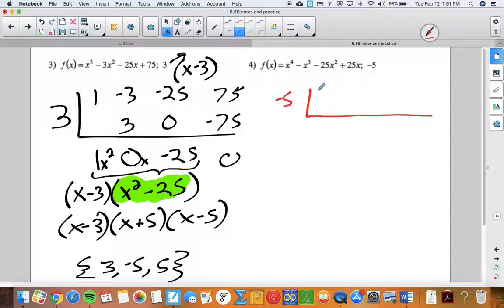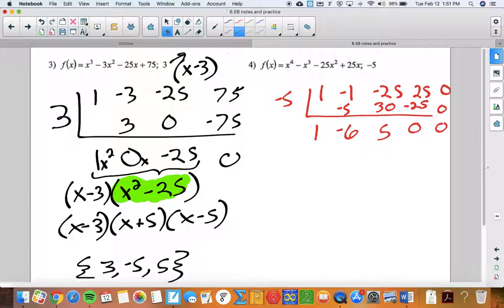Negative 5 comes out in front. We've got 1, negative 25, 25, and 0. Drop the leading coefficient down and multiply and add, and multiply and add, and multiply and add, and multiply and add. Good. We have a remainder of 0. This is our constant term. This would be our x term. This would be our x squared term. It's a negative 6x squared. This would be our x to the third term.